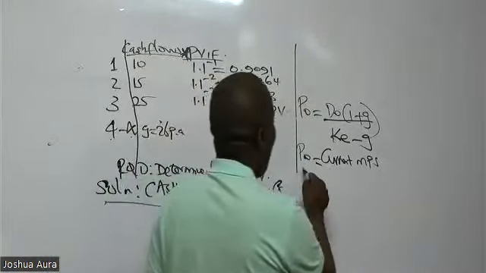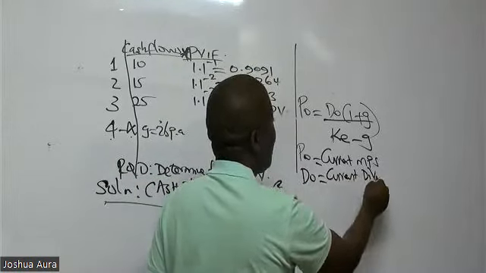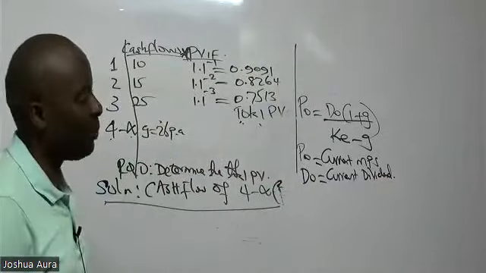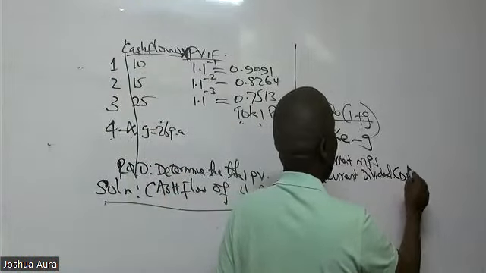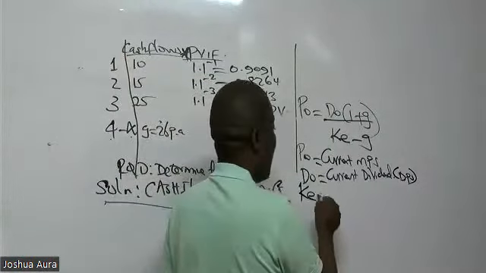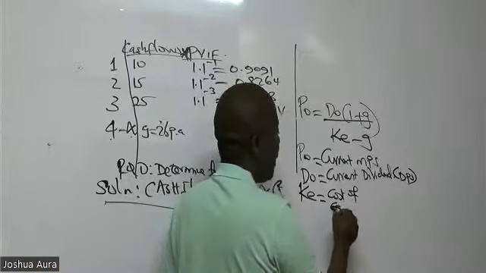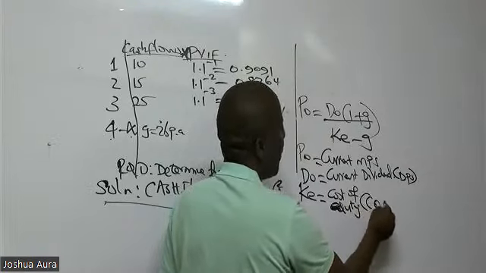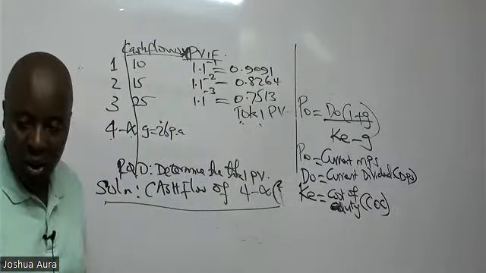And then we have D0. D0 is the current dividend, current dividend per share, DPS. Actually, I should have used DPS here. And then we have KE. KE here is the cost of equity. In our case, we shall be using this as our cost of capital.